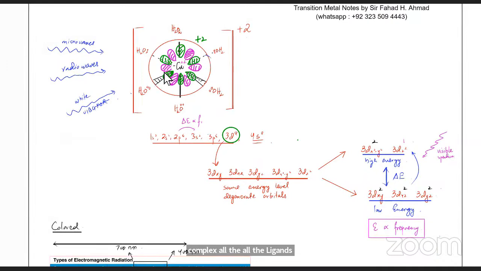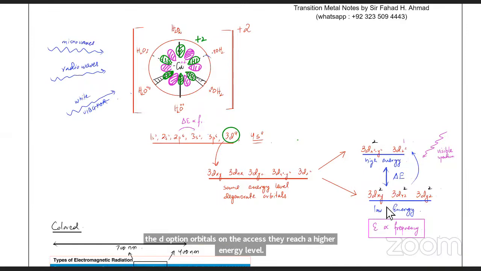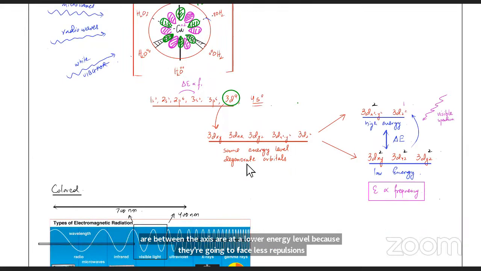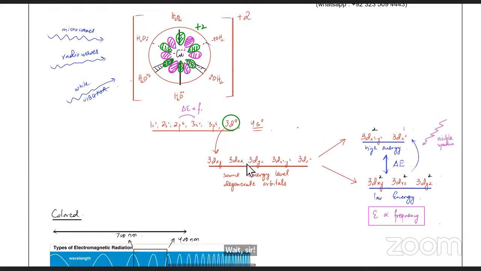So it's harder to keep electrons in the green orbitals over here. So the d subshell orbitals on the axis reach a higher energy level. So dx square minus y square and dz square are at a higher energy level. And the ones that are between the axes are at a lower energy level because they're going to face less repulsion. Wait, sir, I didn't get that.